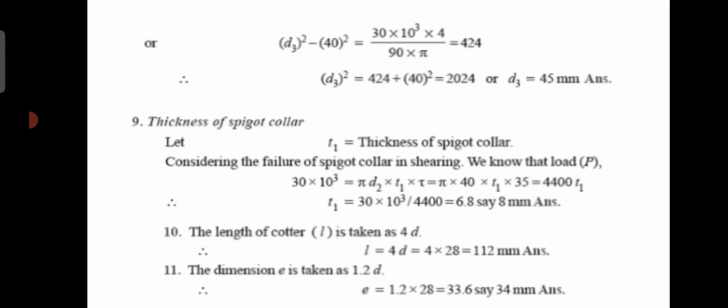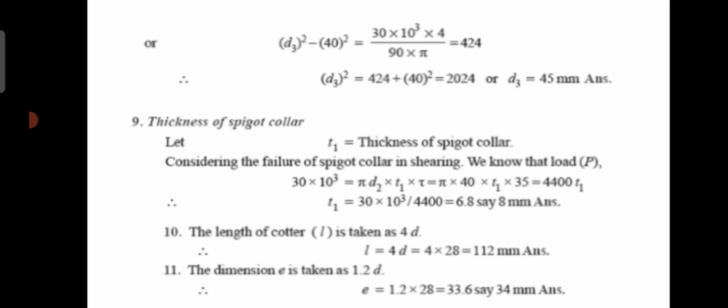Then we want to find the thickness of the spigot collar, T1. The suitable formula is P equals π d2 × T1 × τ. P equals 30 × 10³, given in our problem. Then d2 is 40, we know that. T1 we want to find. Then τ is 35, given in our problem. Finally we can get T1 equal to 6.8, so we can say 8 millimeter.